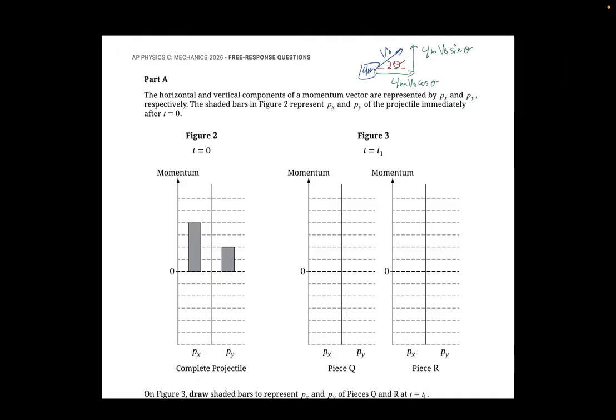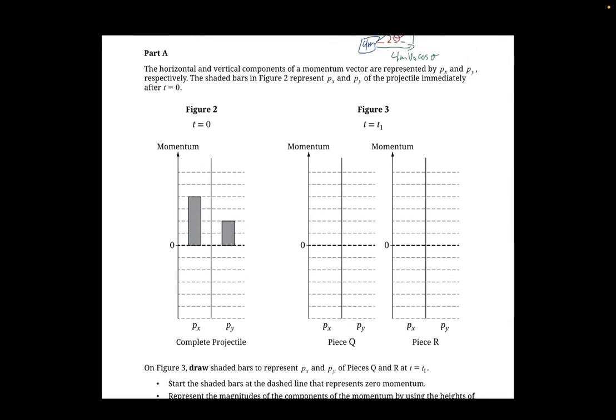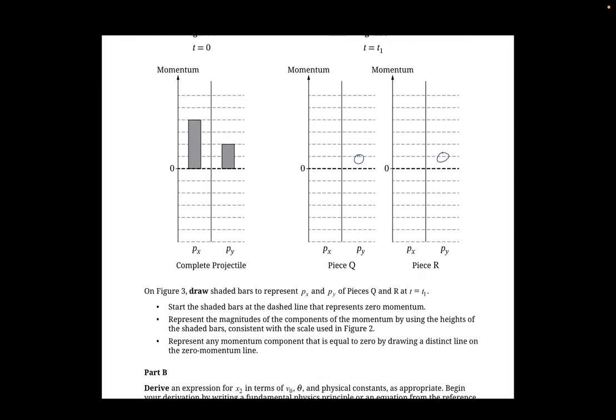So we need to draw shaded bars to represent px and py at time t equals t1. So at that highest point, there is actually no vertical momentum, since the vertical velocity should be 0 for both objects once they split apart. So I think these should both be 0. By drawing a distinct line on the 0 momentum line. Okay, so we will make sure we draw a line right here for py to show that those are both 0. And having 0 above it should probably help as well.